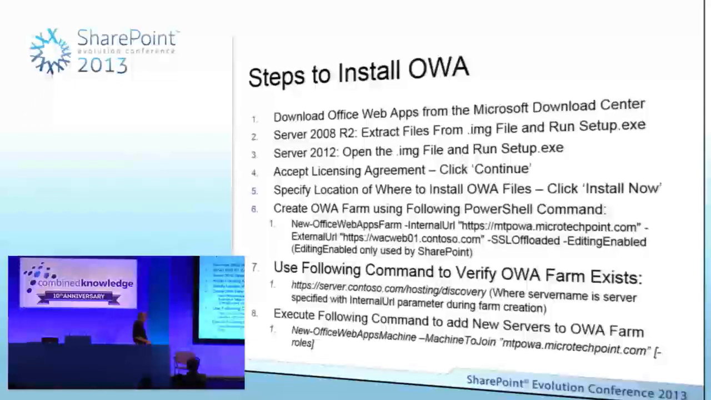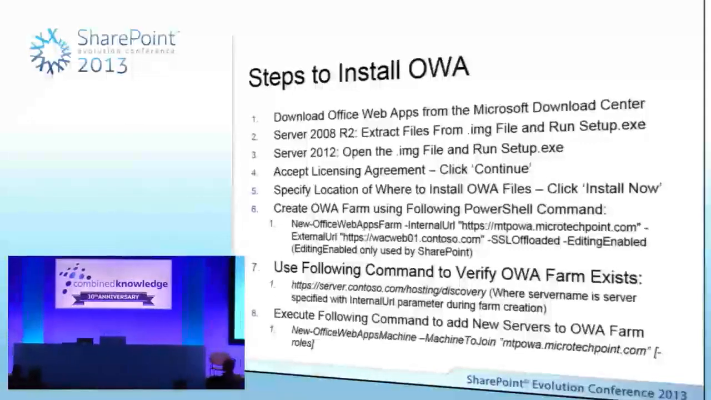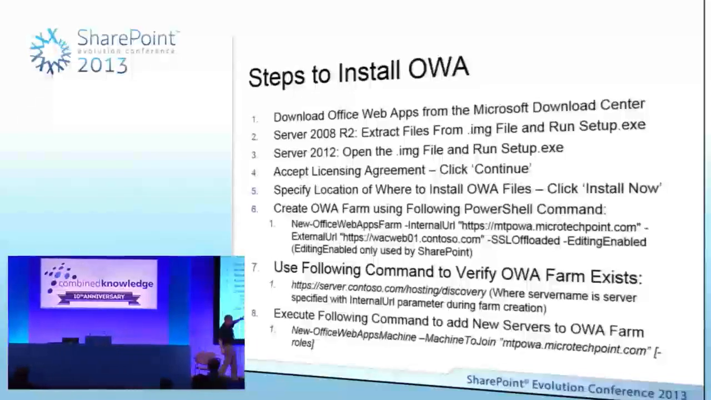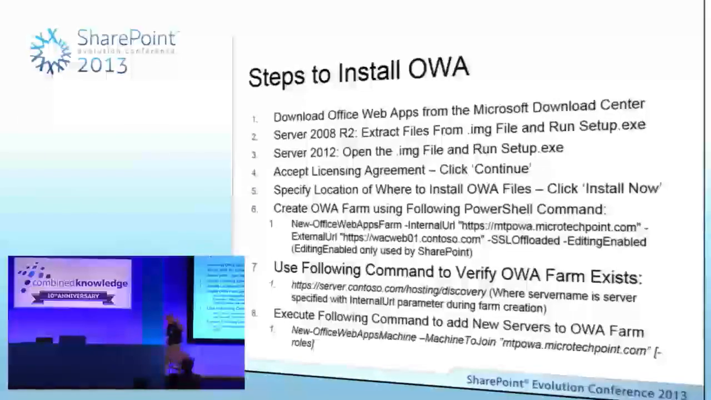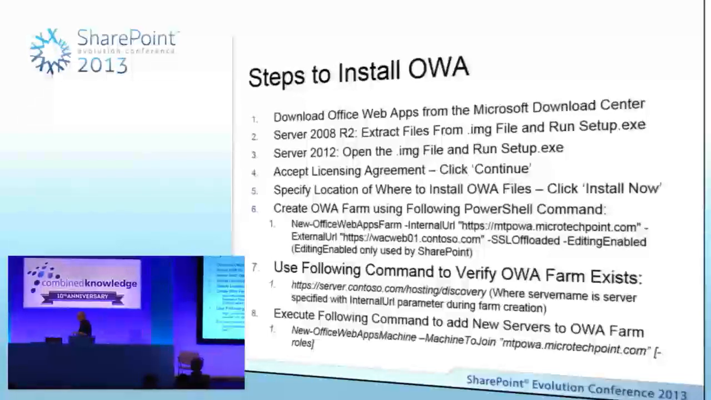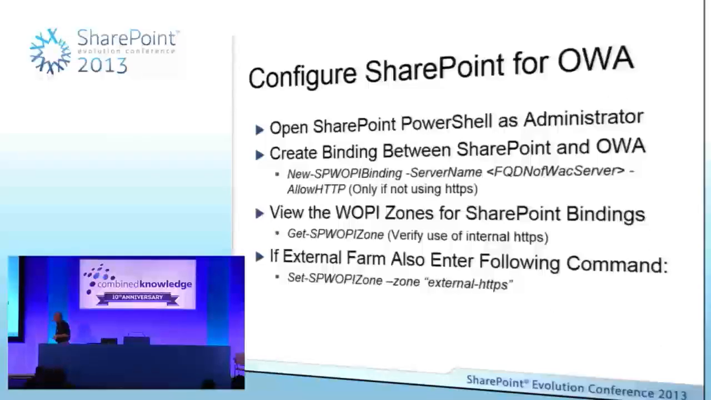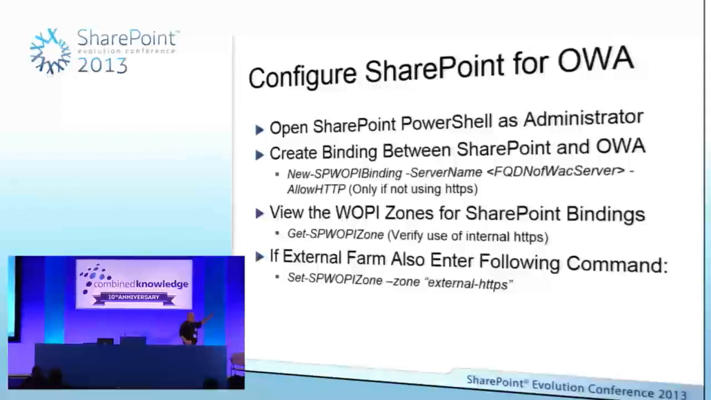I accepted the license agreement. I took the default installation setting, as you saw, because they were on that C drive. Then in the demo, we actually went into the PowerShell command. I did a non-HTTPS PowerShell command, because I only have a single server machine. After we did that, I verified that the farm existed by entering this command here in the Internet Explorer browser. We didn't do any of the additional machines at this point, so we'll skip that piece. We then went into SharePoint and we created a binding between the OWA farm and the SharePoint farm. Need to do it once and that's it.